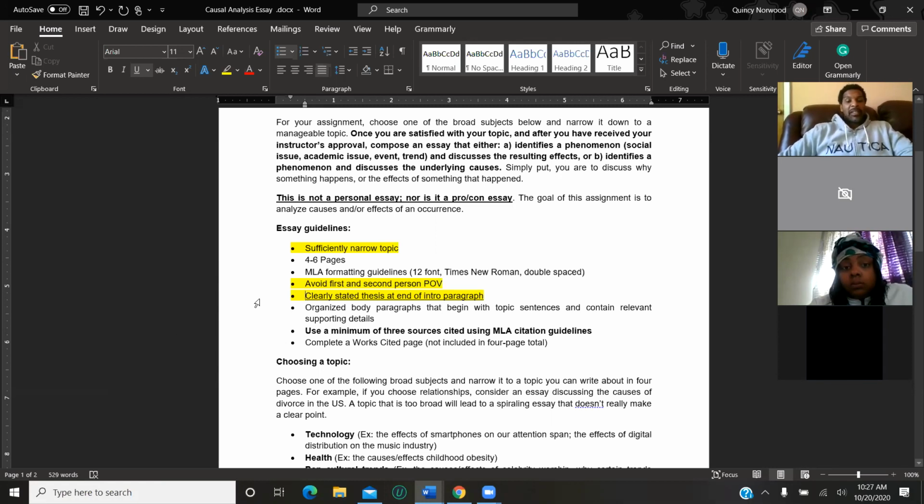So in some ways, our pre-writing is going to be a very important part of this assignment. Not just because there's a score, but because it's going to help you get organized. Make sure you organize your body paragraphs with topic sentences and make sure they contain relevant supporting details.